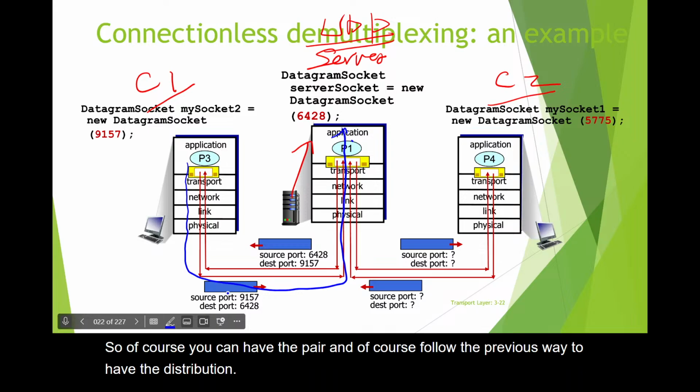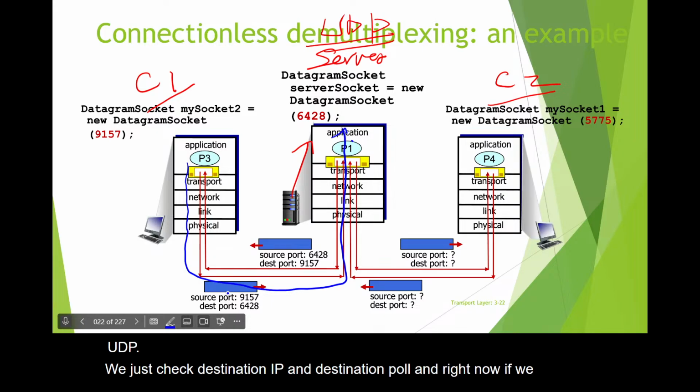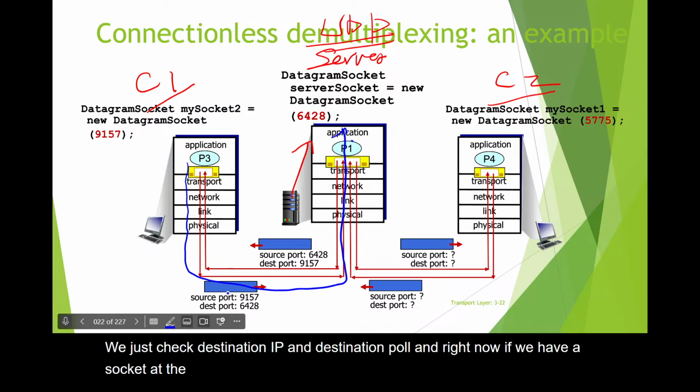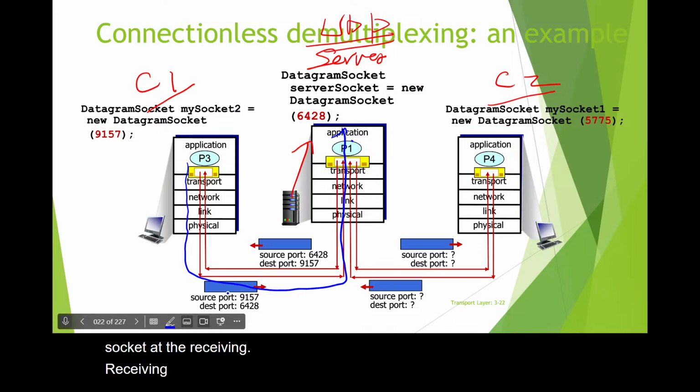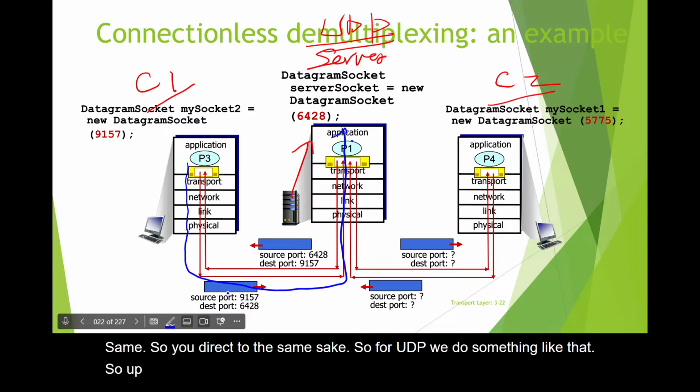For UDP, we just check destination IP and destination port. And right now, if we have sockets at the receiving host, how to do? We just follow the port number. Port number the same, so you direct to the same socket. So for UDP, we do something like that. So up to now, it's the demultiplexing for UDP.